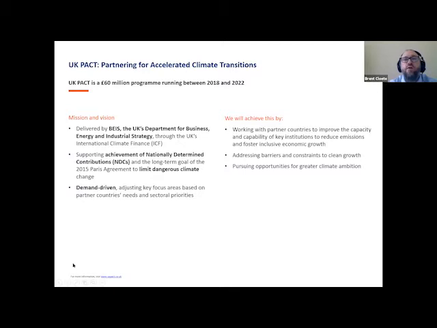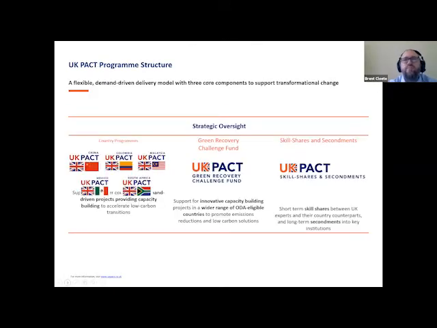So it does this by working with partner countries to improve the capacity of key institutions in order to reduce emissions, and also to foster inclusive growth. And that's a very important part of this funding program, as it is focused on a low carbon transition and wanting to be an inclusive transition. Furthermore, it's also focused on addressing the barriers and constraints to clean growth, and then obviously also for translating all of that into increased ambition and a quicker transition to low carbon growth.